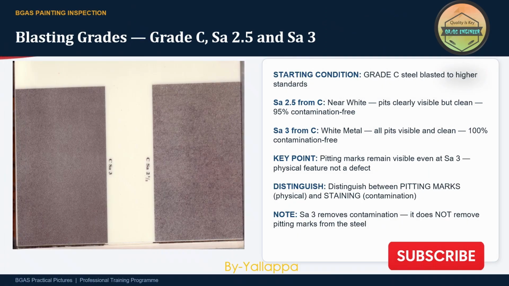On this slide, we observe a rust Grade C surface after blast cleaning. Before blasting, Grade C steel is completely rusted with little or no remaining mill scale. After proper blasting, all visible corrosion products must be removed and the surface should display a uniform metallic appearance. As inspectors, we must verify that rust, scale, and contamination have been completely eliminated. Any remaining corrosion products can act as initiation points for coating failure. This slide demonstrates the transformation from a heavily rusted surface to a coating-ready substrate.